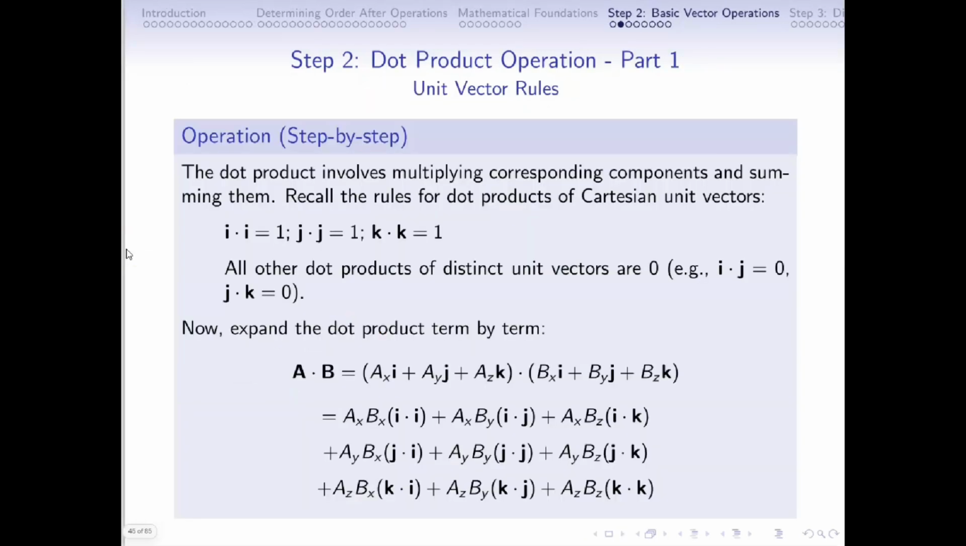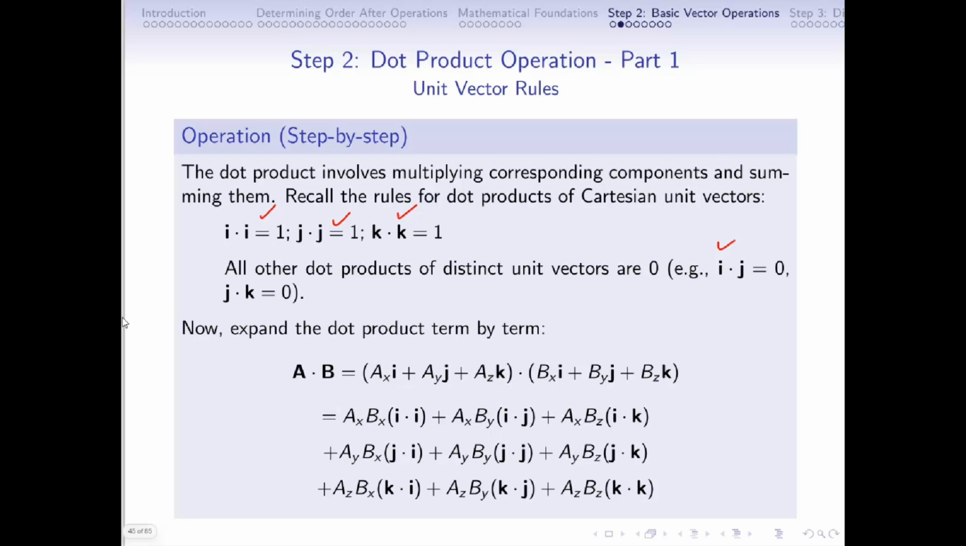The dot product involves multiplying corresponding components and then adding them up. But first, remember these simple rules. For our unit vectors i, j and k, if you take the dot product of a unit vector with itself, like i dot i, that will give 1. j dot j will give 1, and k dot k will give 1. If you dot two different unit vectors, like i dot j, that is equal to 0, and j dot k is equal to 0.